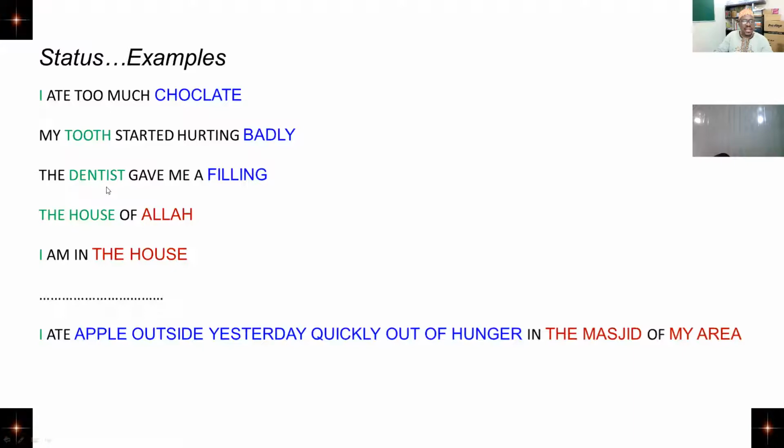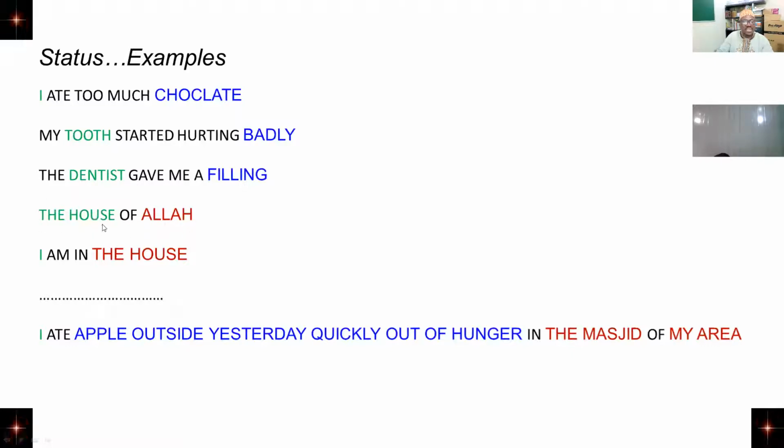The dentist gave me a filling. So gave is a fail or an action. Who did the action? Dentist. So it's in Rafa status. A filling is what was given. So it is in Nasb status. Now let's look at Jar status. The house is in Rafa status. Why? Because it is the subject of Allah. So a word after of is in Jar status. So here I'm coloring red for Jar status. So we say this is in Jar status. Why? Because it's after of.